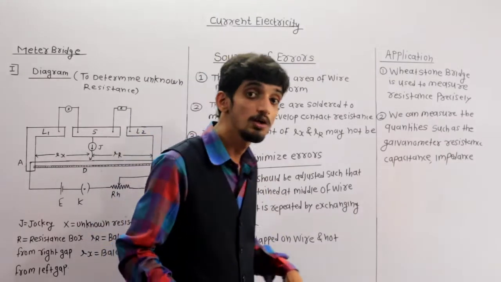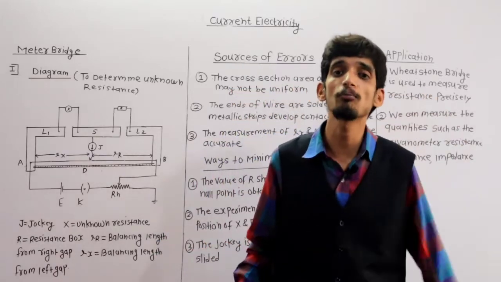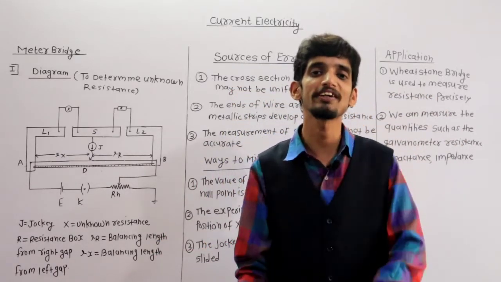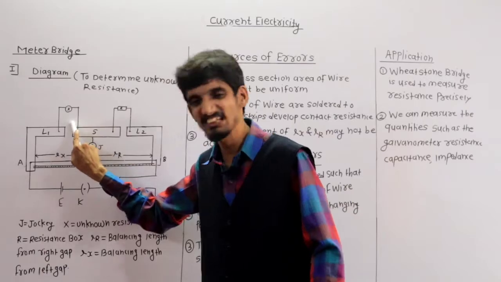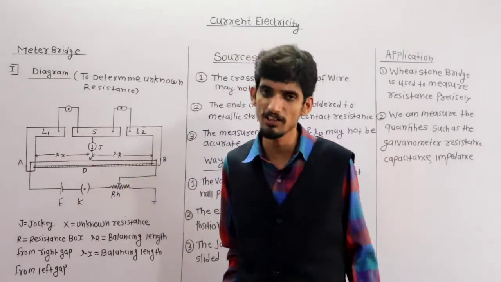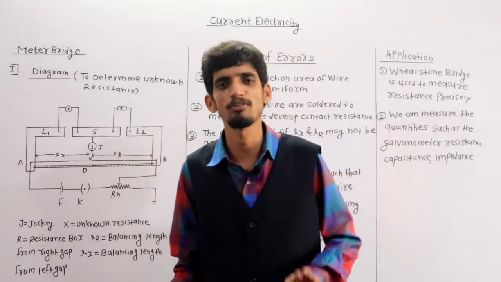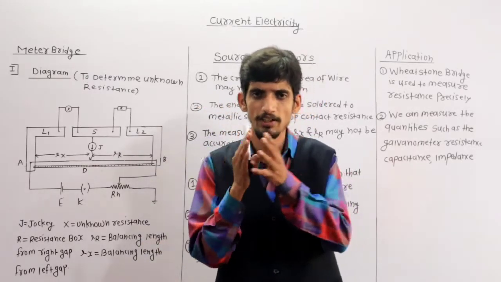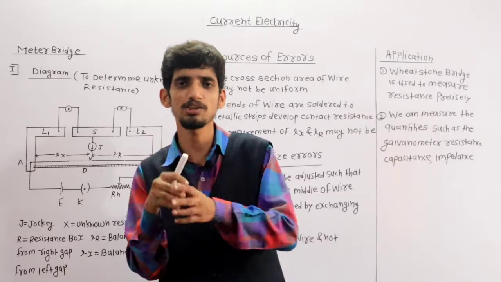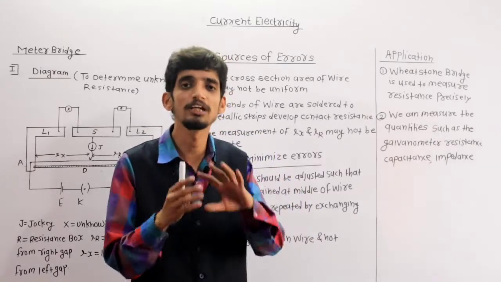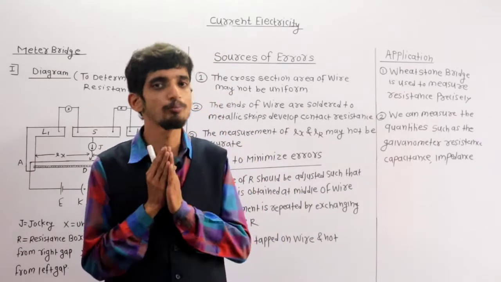Second, we will perform the experiment by interchanging the position of X and R. First, the unknown resistance is in the left gap and the known resistance in the right gap. Now we will keep the unknown in the right and the known in the left, and again perform the experiment, and while observing both answers, we can do the averaging of both answers.